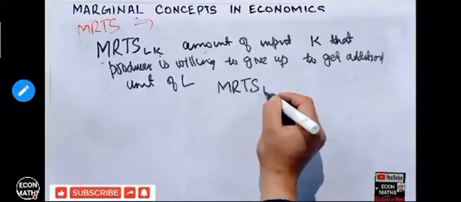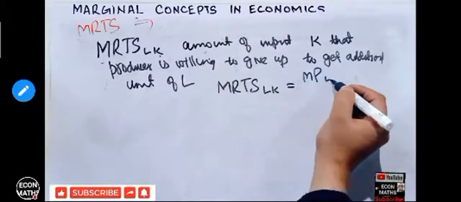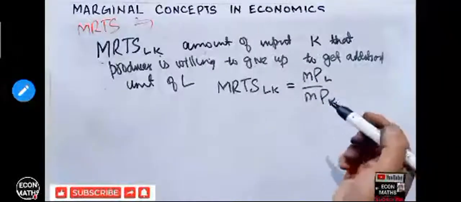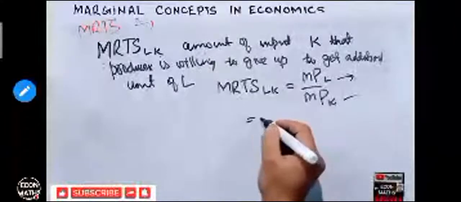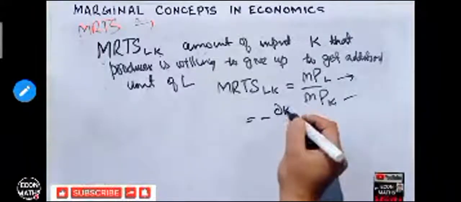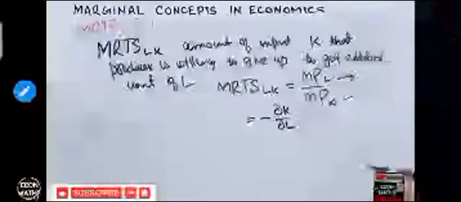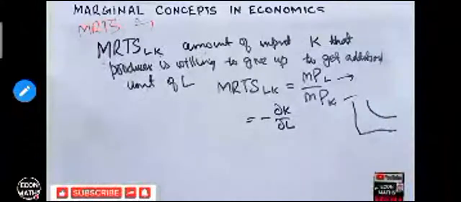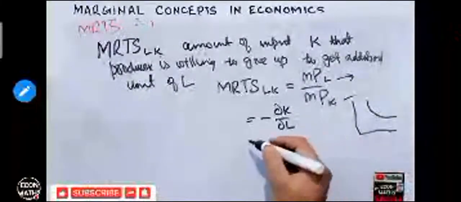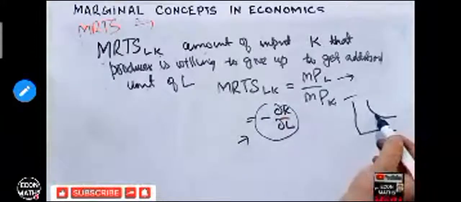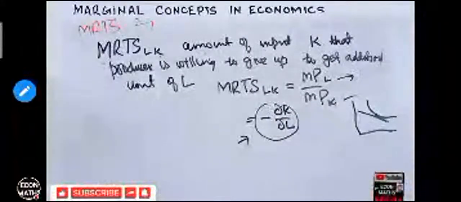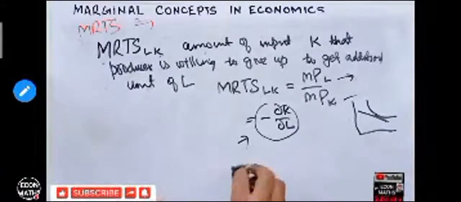Okay, the formula is simple: MRTS of L for K is the marginal productivity of labor divided by the marginal productivity of capital. Actually, it is the ratio of the marginal products of the two inputs, and it is equal to negative dK divided by dL. Why negative? Because the isoquant, as we know, always has a negative slope. One thing which I forgot: this dK divided by dL also measures the slope of the isoquant. That means the marginal rate of technical substitution also measures the slope of the isoquant.